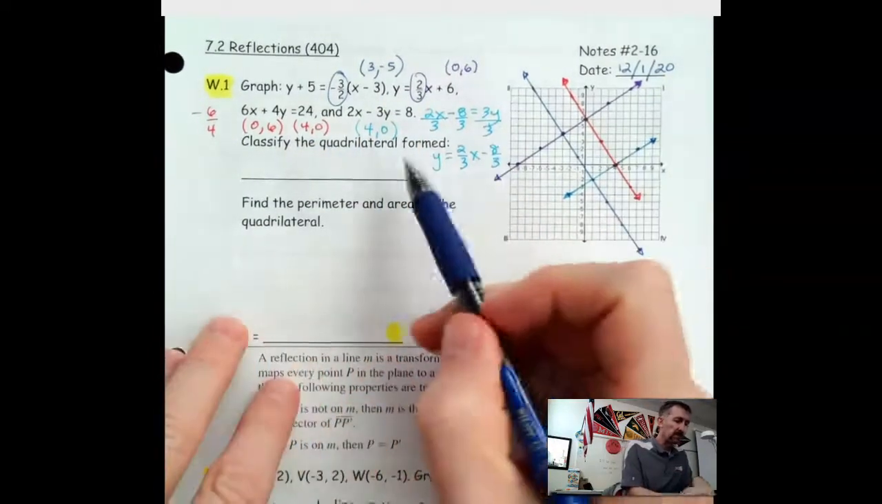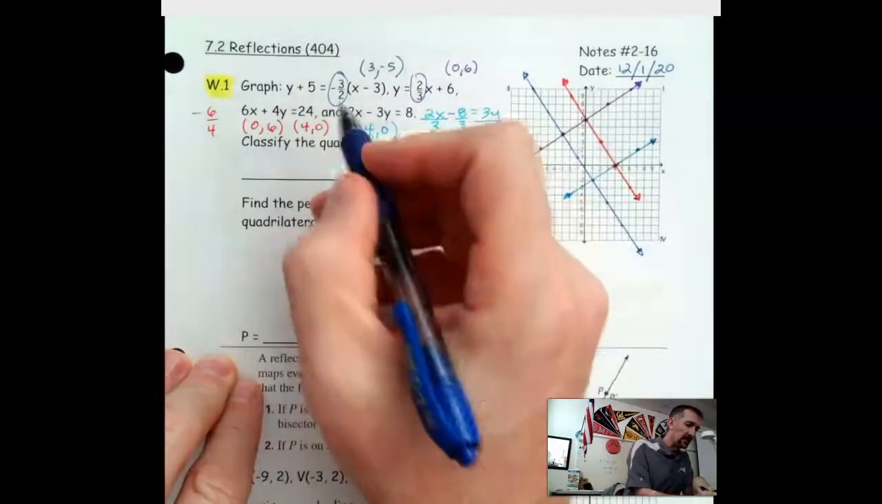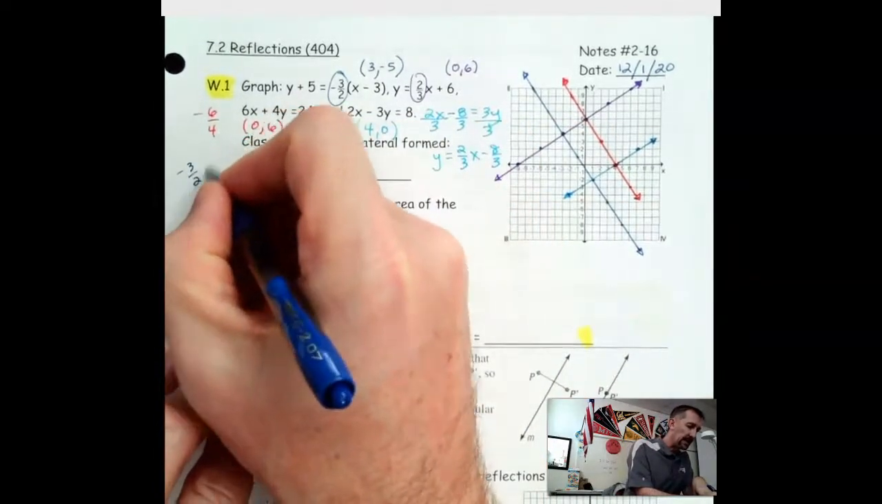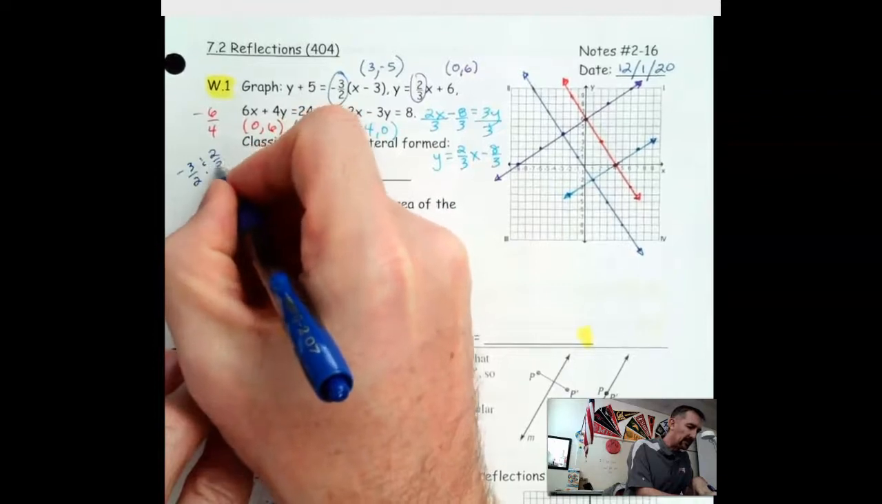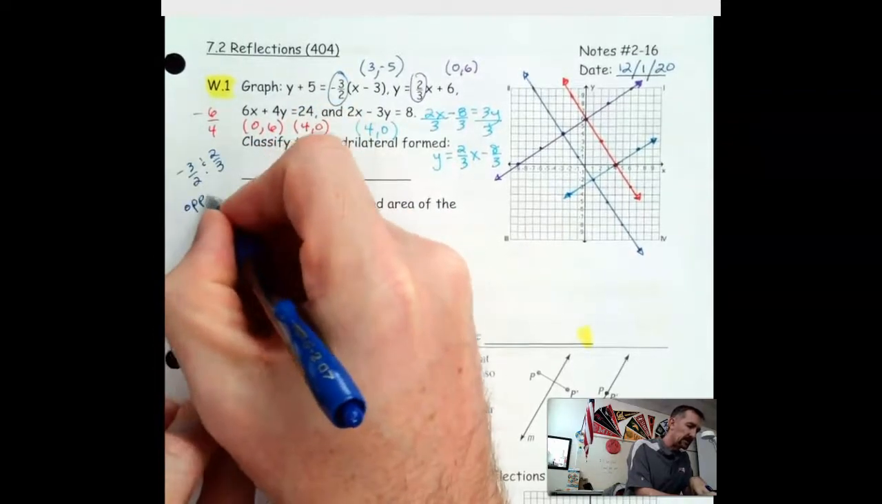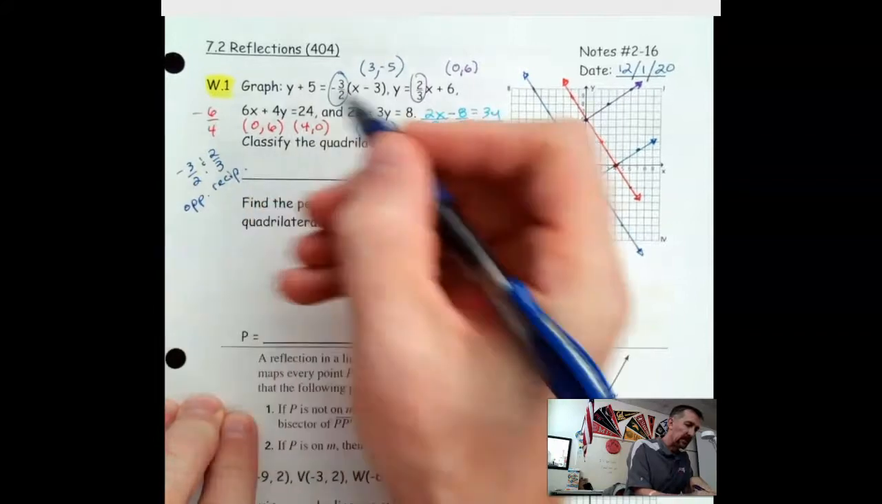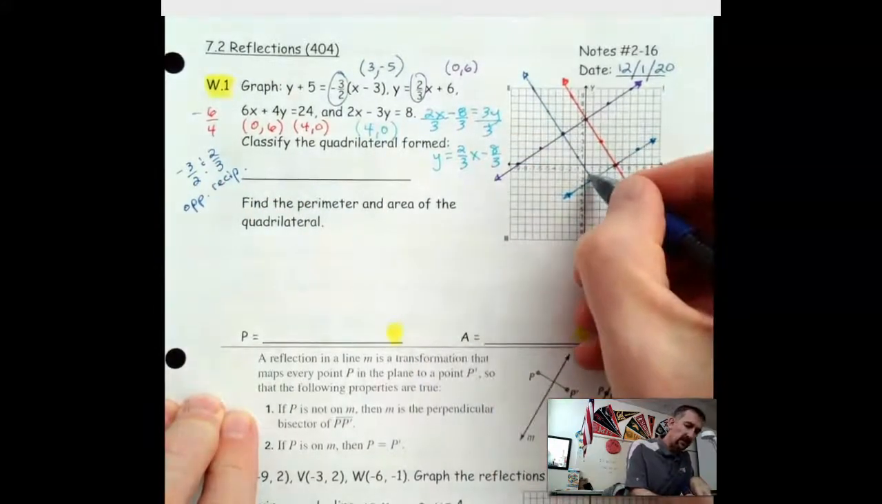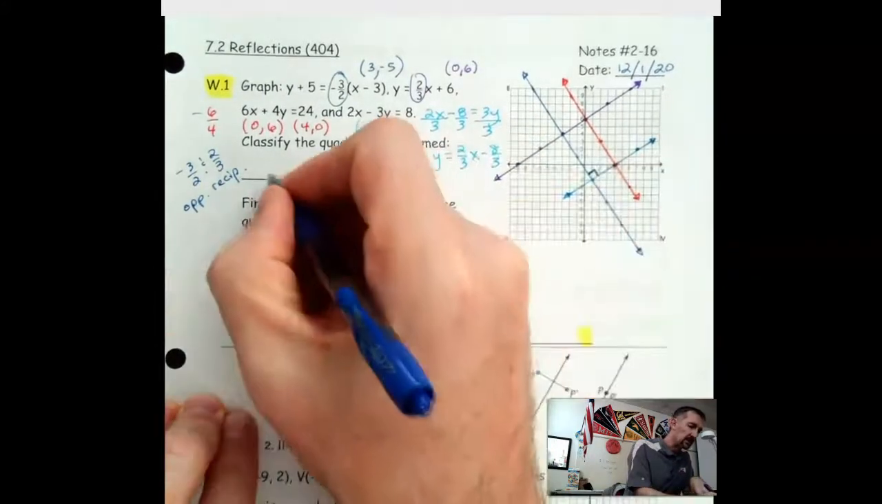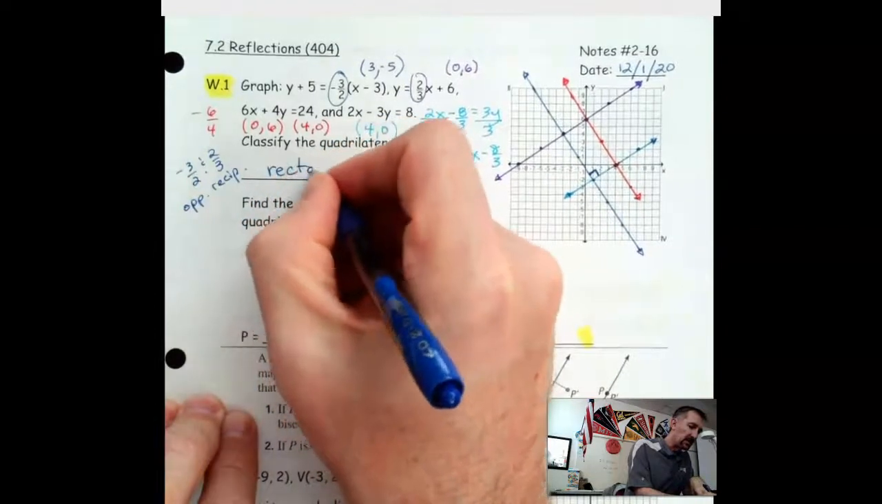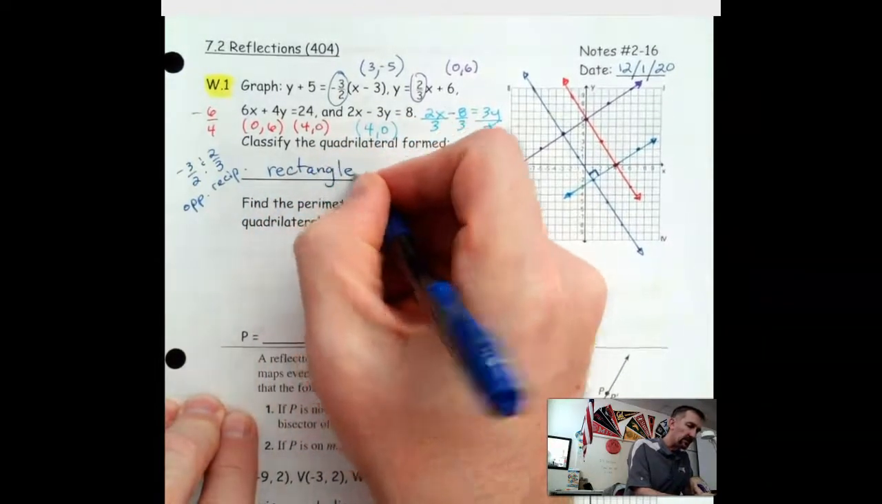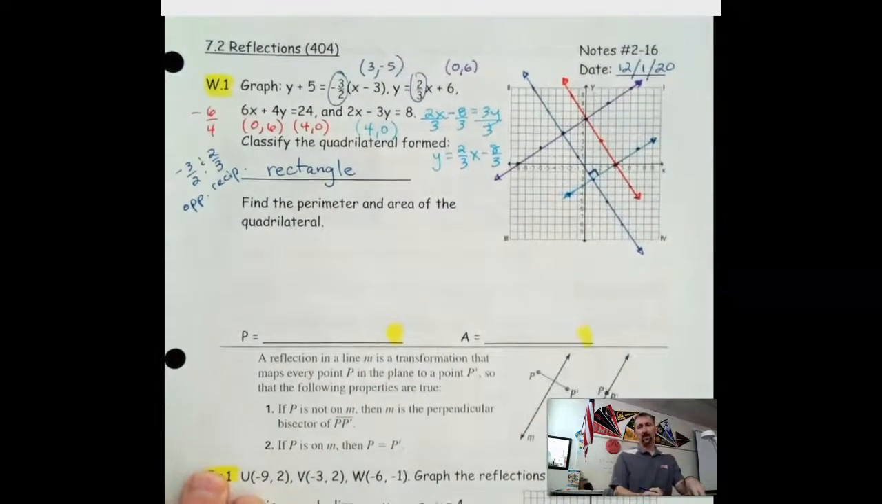But now, if you look at that, -3/2 and +2/3, those are opposite reciprocals. And that means that those are perpendicular, and that means those are right angles. So that means that actually that's a rectangle. Okay, so if you put parallelogram, that would not be specific enough, and we would not get that point.